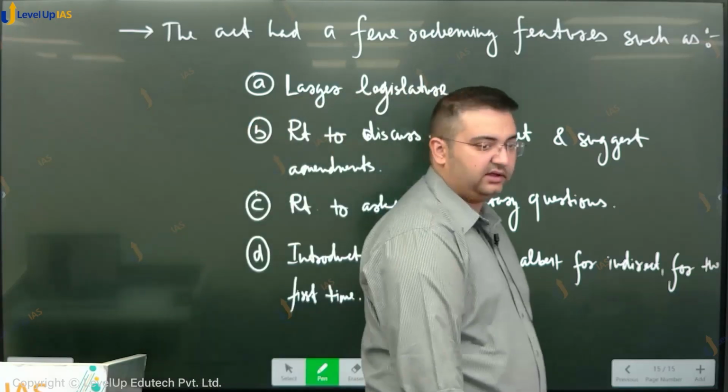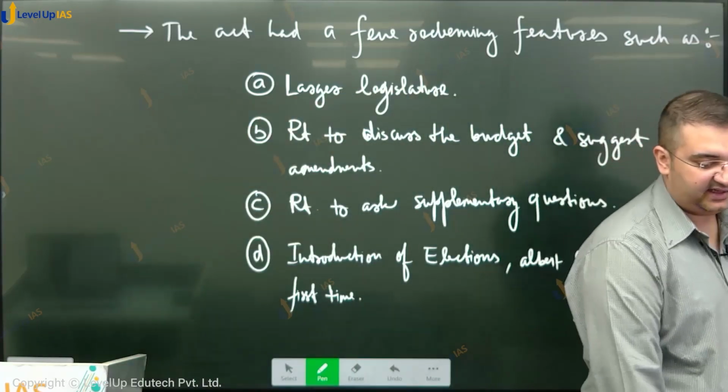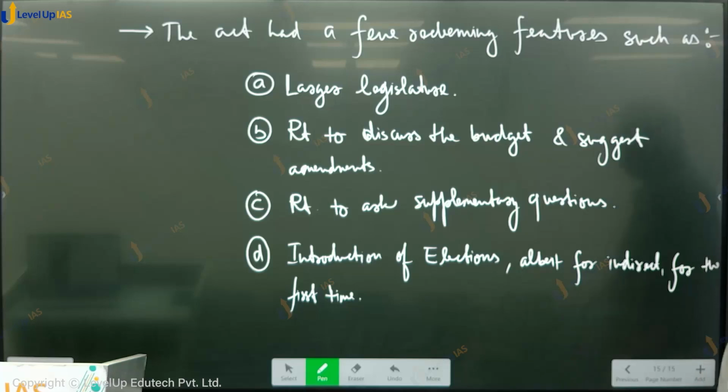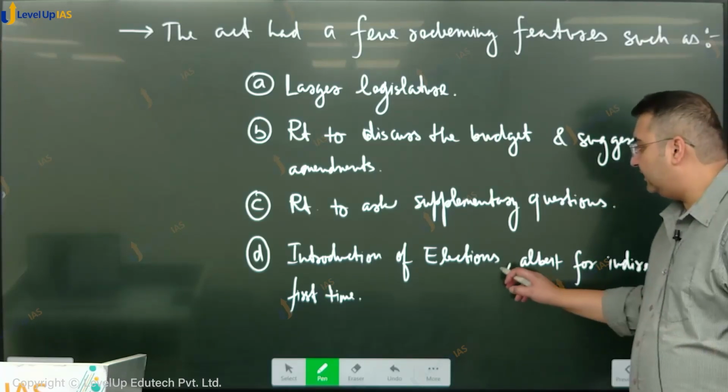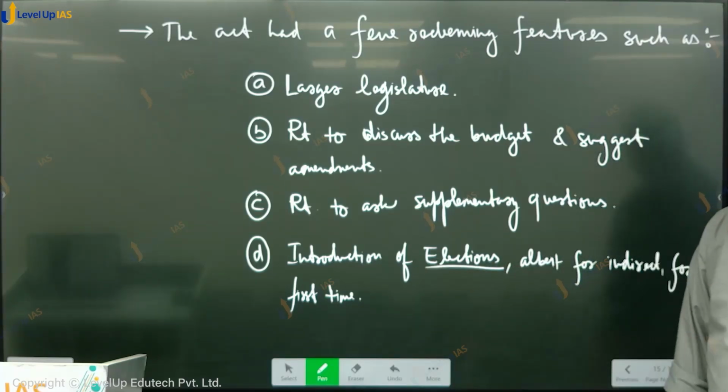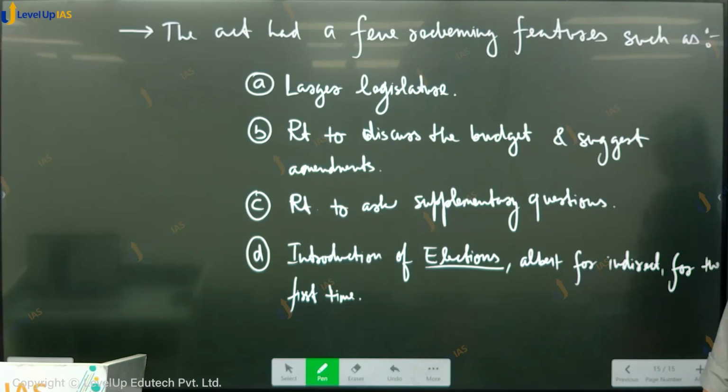1892 एक्ट में इलेक्शंस का प्रोविजन नहीं था, चाहे डायरेक्ट चाहे इनडायरेक्ट. अब पहली बार चाहे इनडायरेक्ट ही हो लेकिन कम से कम इलेक्शंस तो इंट्रोड्यूस किए गए. ठीक है? नेक्स्ट मेन पॉइंट लिखो.